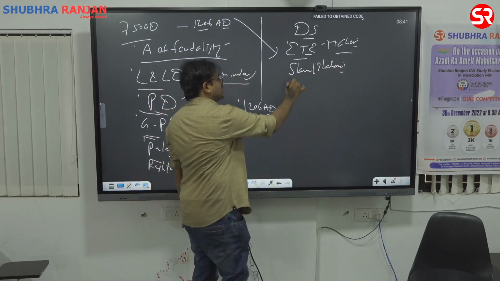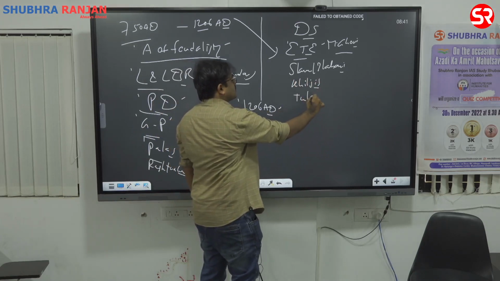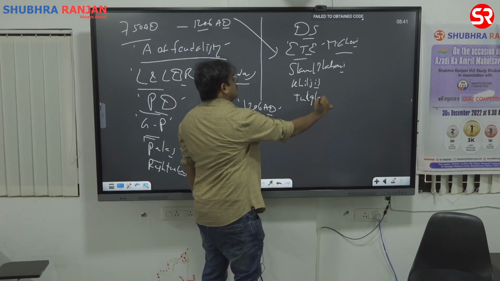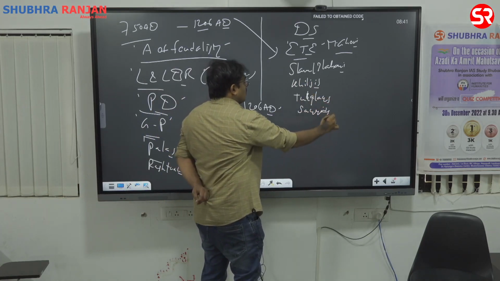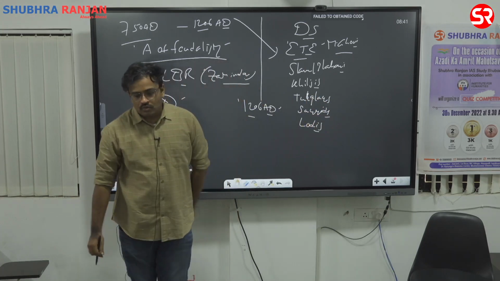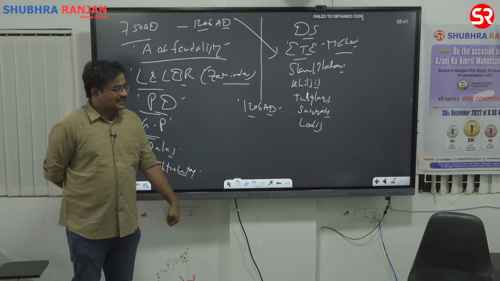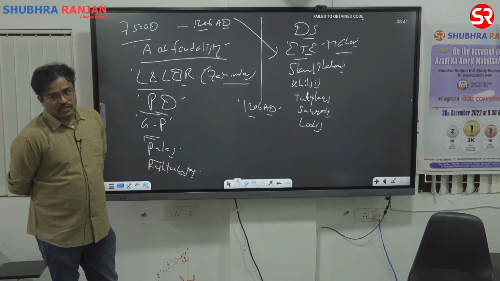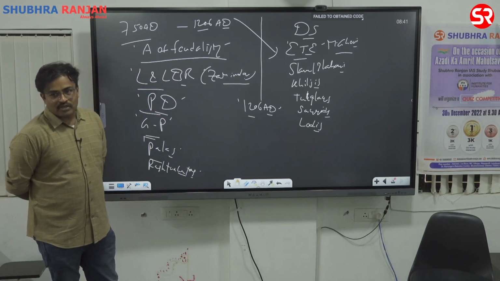The second is the Khiljis. The third is the Tughlaqs. The fourth is the Sayyids. The fifth and last ruling dynasty is the Lodhis. So 5 ruling dynasties were present: Slaves, Khiljis, Tughlaqs, Sayyids and Lodhis. They are asking good questions on the political history of India, so we will read about them a little thoroughly.